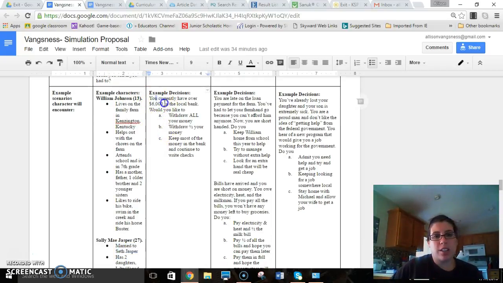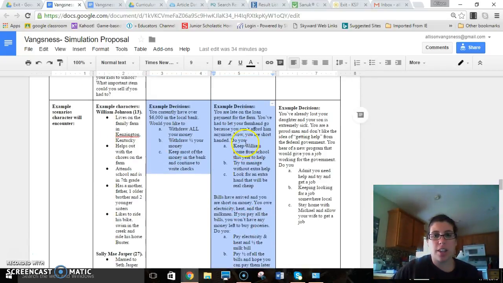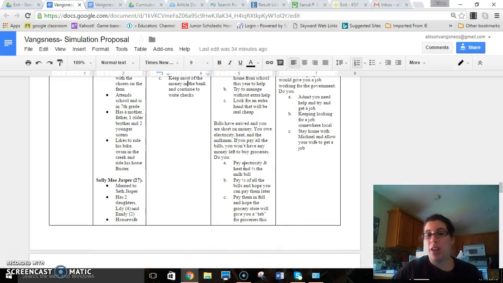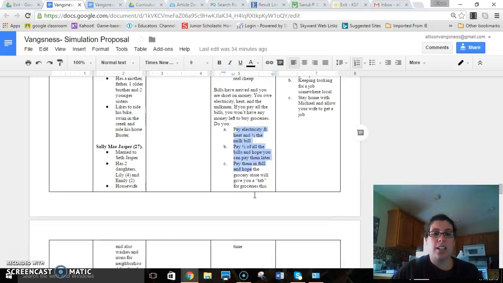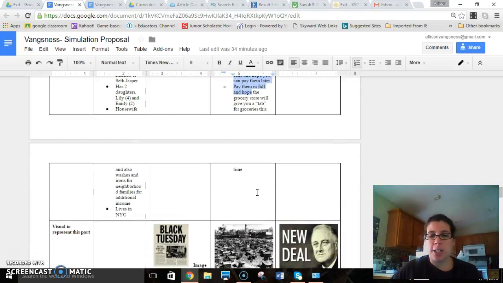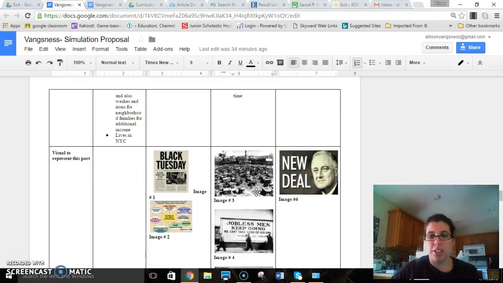And so here are some of the questions and things that you might be asked throughout the simulation. Whether or not you want to take all of your money out of the bank or keep it in there. If you're late on a loan payment for the farm, what are you going to do? What are you going to do next? If you don't have enough money to pay all your bills, which bill are you going to pay first? So those are some experiences that you might have during the Hooverville simulation.